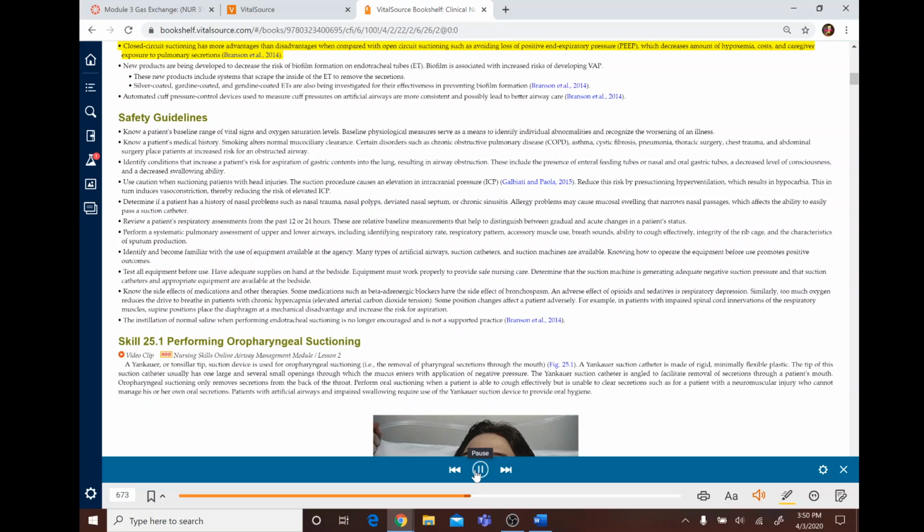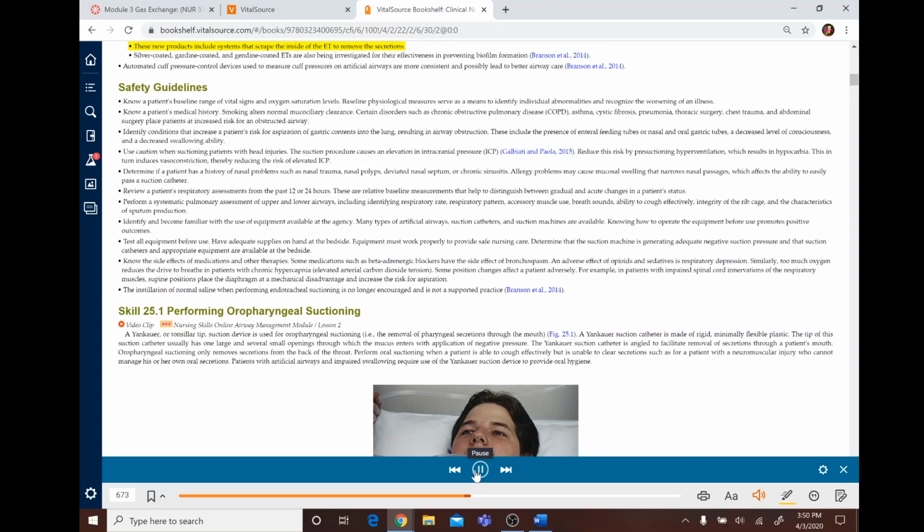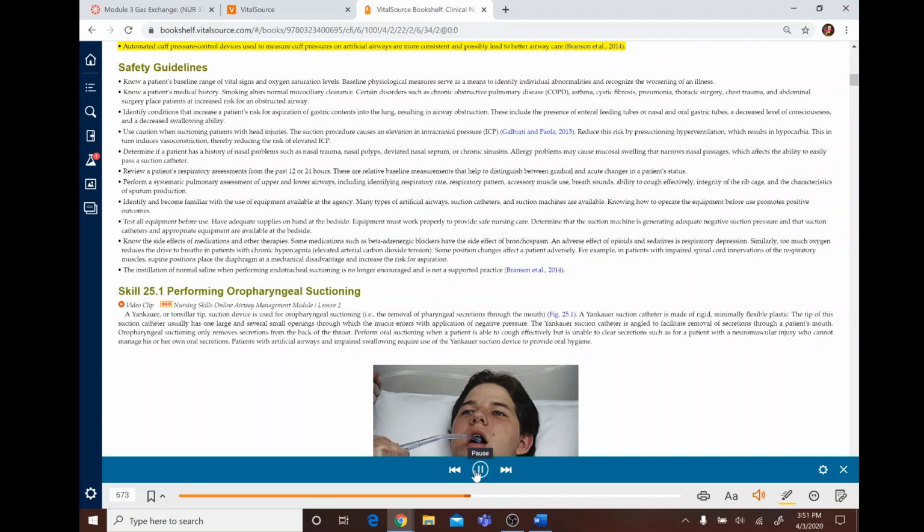Branson et al., 2014. New products are being developed to decrease the risk of biofilm formation on endotracheal tubes, ET. Biofilm is associated with increased risks of developing VAP. These new products include systems that scrape the inside of the ET to remove the secretions. Silver-coated, Guardian-coated, and Genton-coated ETs are also being investigated for their effectiveness in preventing biofilm formation. Branson et al., 2014. Automated cuff pressure control devices used to measure cuff pressures on artificial airways are more consistent and possibly lead to better airway care.